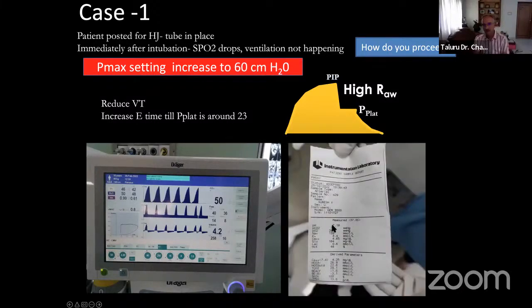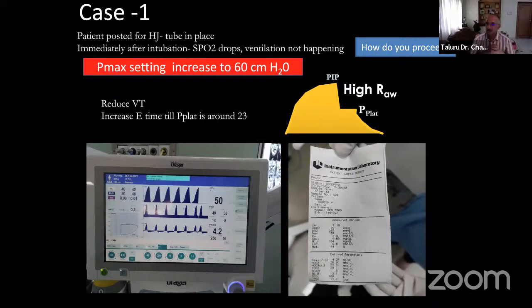So we reduce the tidal volume, we increase the E time. How much E time was given? We kept on increasing the E time till the P plat became 23. Then my alveoli was getting overinflated. Then I said, okay, I don't want to decrease my I time. So you can shorten the I time till the P plat becomes around 20, 22. That is the E time. Like we had an IE ratio of almost 1:4, 1:5 at times. And after 2 hours, our ETCO2 was normalized.